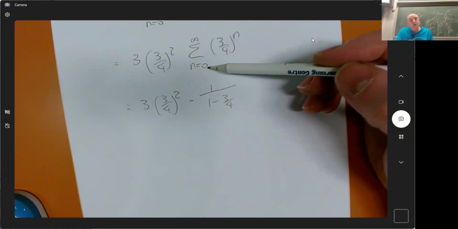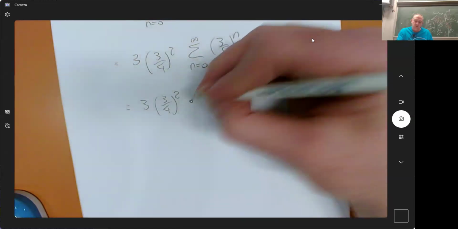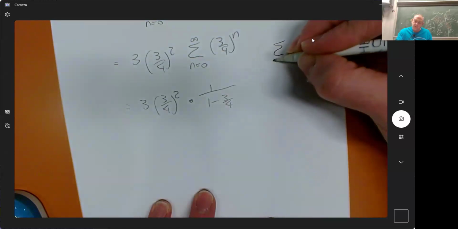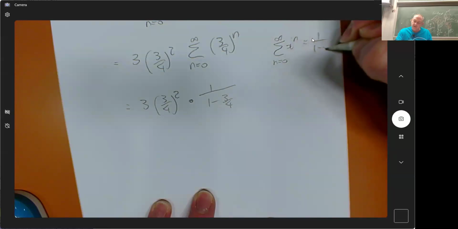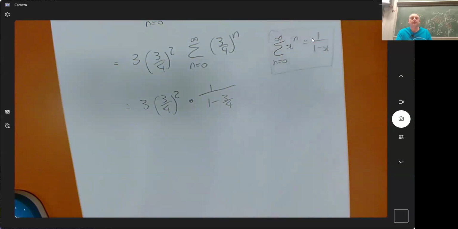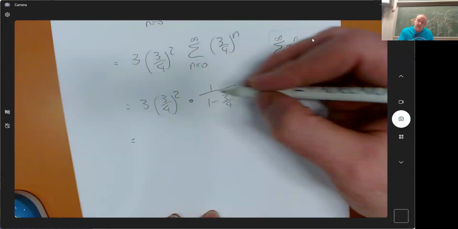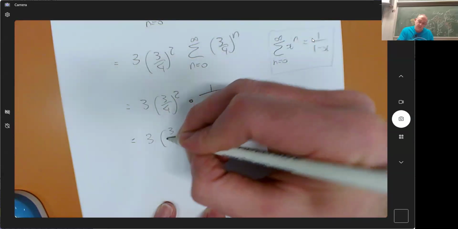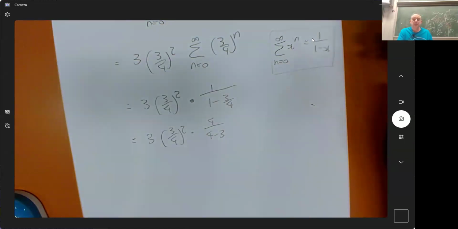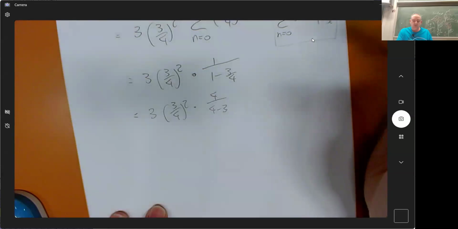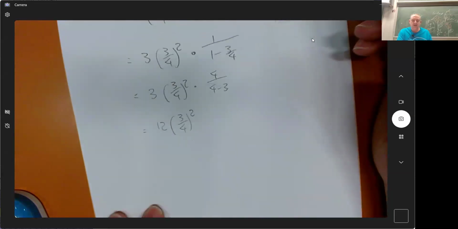The sum from n equals 0 to infinity of x to the power of n is 1 over 1 minus x. That's a times there, by the way. So n equals 0 to infinity, x to the n is 1 over 1 minus x. That's the formula I'm using. And so now I've got an answer. If I multiply this and this by 4, I will get that. And so they cancel, and I've got 12 lots of 3/4 squared, I guess.